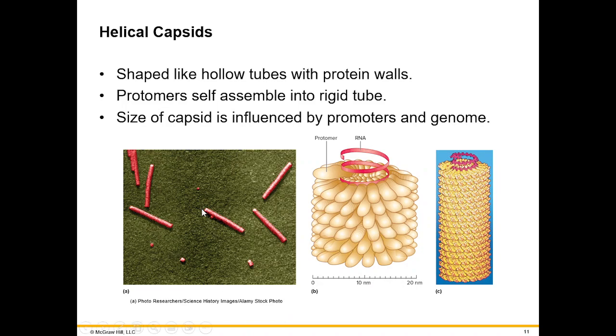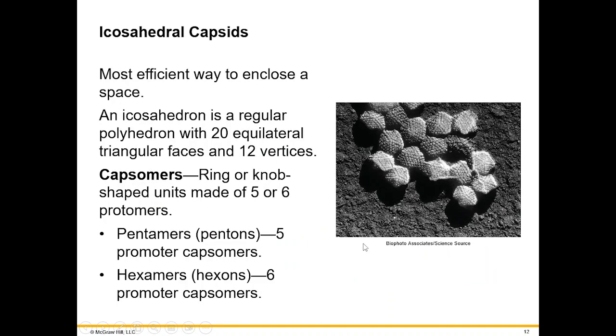So here is a rod-shaped virus, which is made up of this genetic material, the RNA, which is protected by this capsid. The capsid is a multi-subunit protein shell enveloping them. So for icosahedral capsids, this is quite an efficient way to enclose a space. So you have an icosahedron shape with 20 equilateral triangular faces and 12 vertices, just like a D&D 20-sided dice, basically.